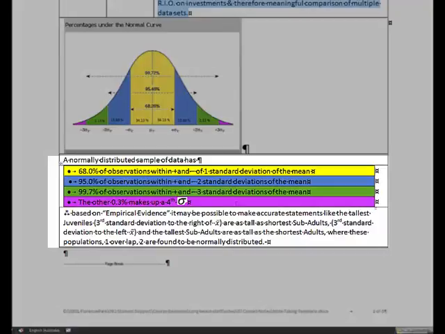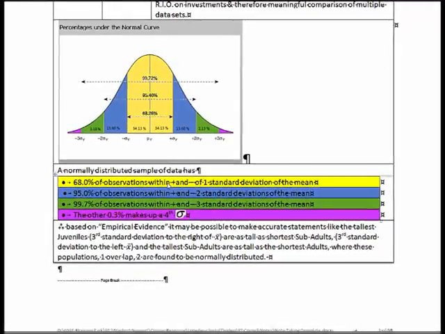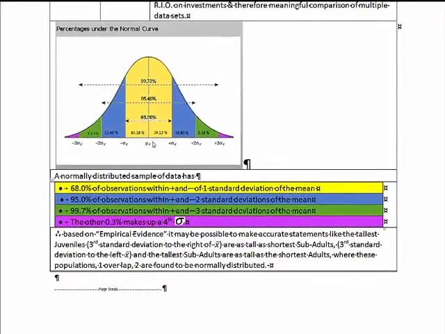Here's the diagram and here's the summary sheet. I've tried to match the colors in the diagram with the words in the summary sheet. We have, in the yellow, 68% of the observations fall within plus and minus one standard deviation of the mean. We have 95% of observations falling within plus and minus two standard deviations of the mean. We have 99.7% of the observations falling within plus and minus three standard deviations of the mean, and the remaining 0.3% of the observations fall beyond plus and minus three standard deviations of the mean.